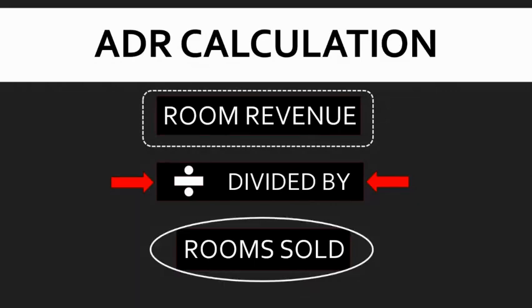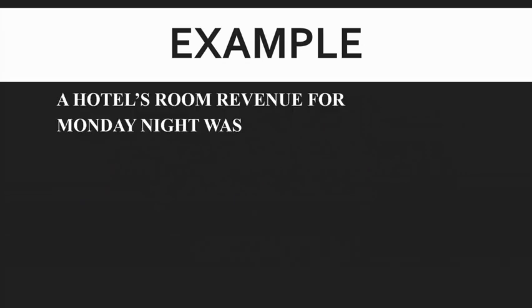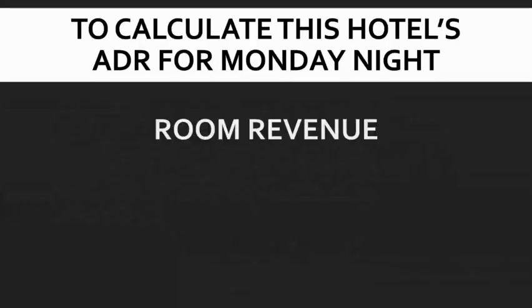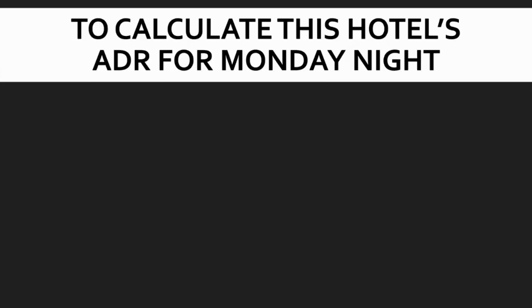ADR. So here's an example. Let's say we have a hotel and their room revenue for Monday night was $27,893. And on that particular Monday night, that hotel sold 188 rooms. So to calculate that, remember it's room revenue divided by rooms sold.